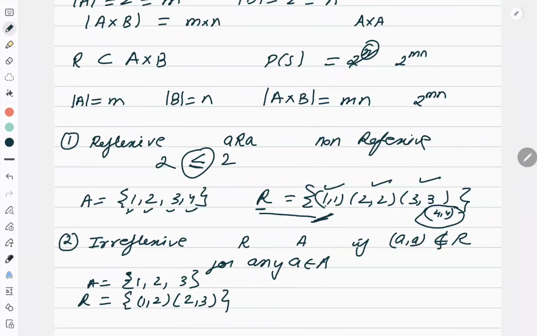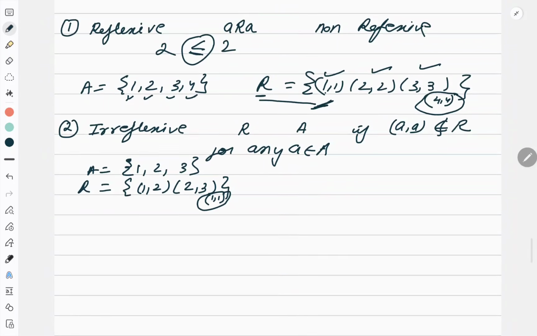Okay, some relation like this. So I can say that it is irreflexive. But if I put here 1 comma 1 along with that, then it is not irreflexive. So not even for a single element that should happen. Now come to the third one, which is called symmetric.